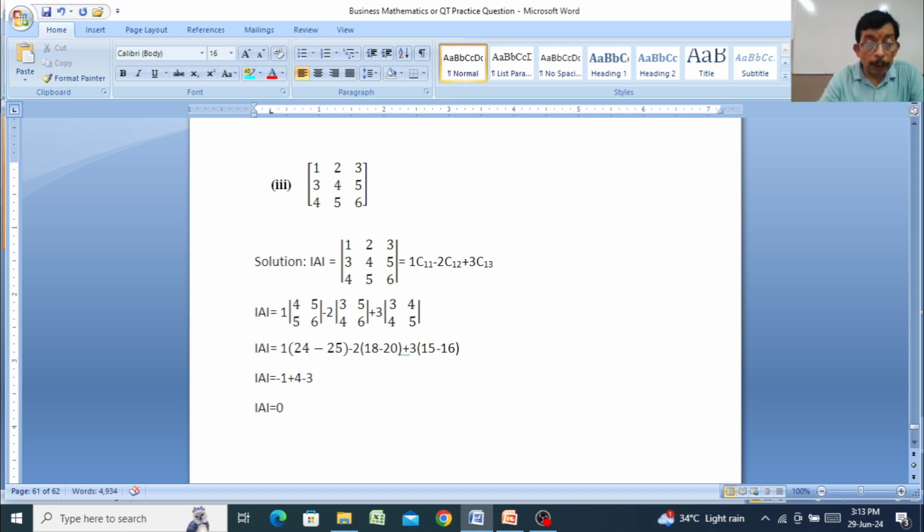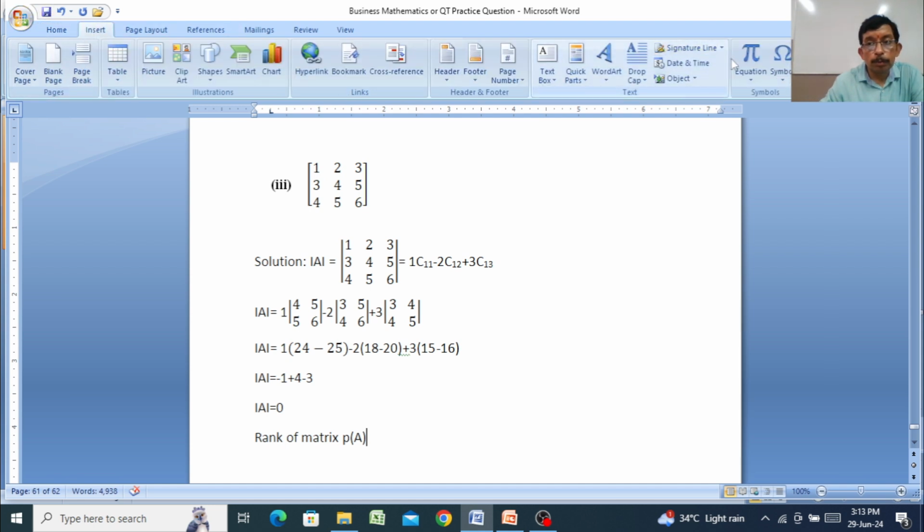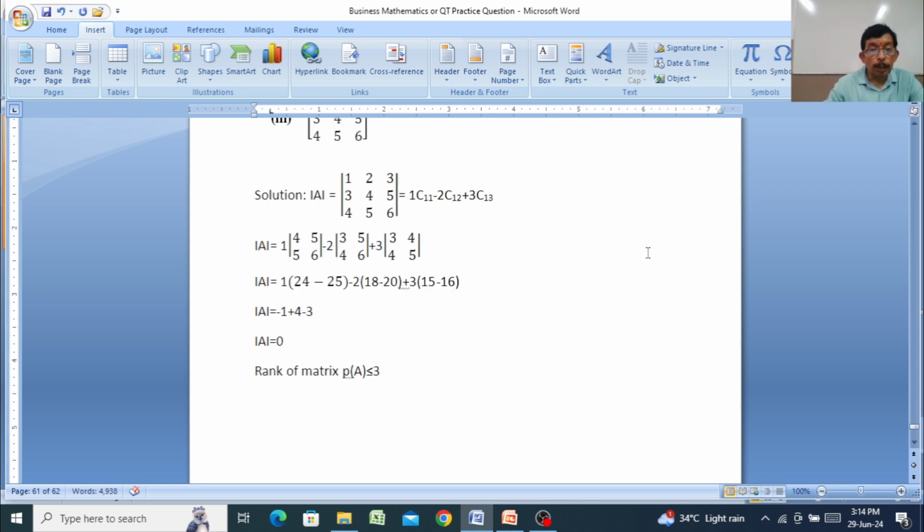Now the rank of matrix A is less than 3. The 3 by 3 order determinant value is 0. Now we calculate the 2 by 2 order determinant.